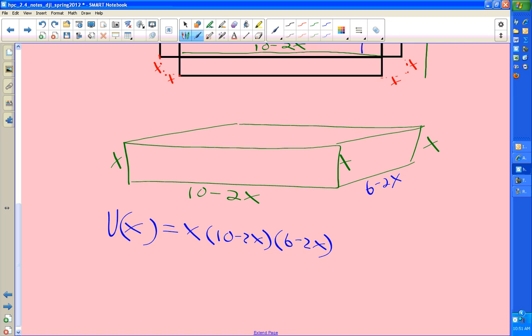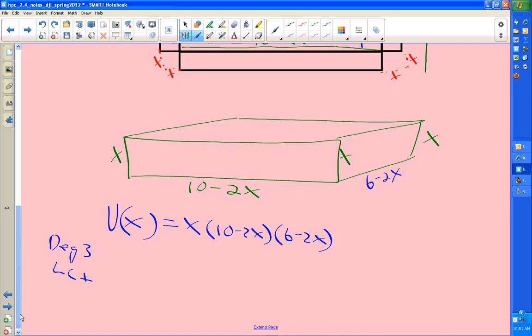If you were to multiply that all out, what type of a function would we have? Cubic. So, degree 3. Leading coefficient? Positive. End behavior?